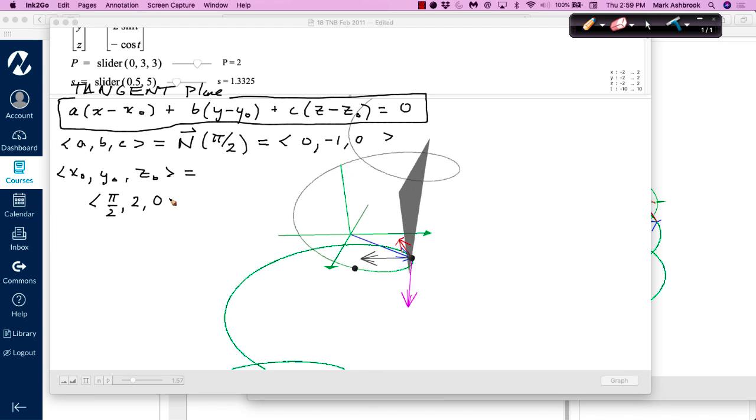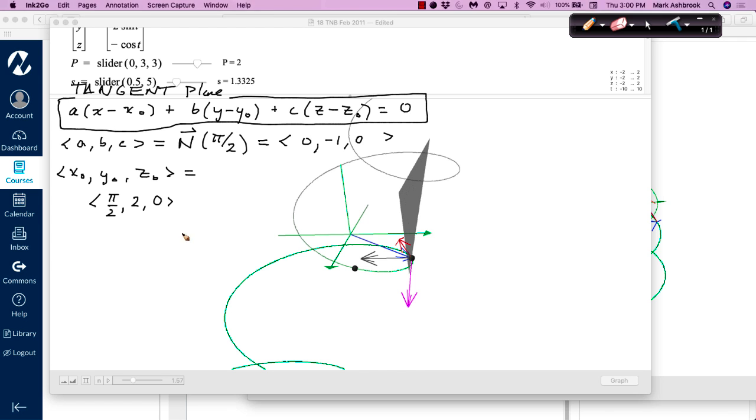Yeah, it's the same point as last time, right? I'm at the same point on the curve, so you can use the same point for this plane. All right, so tell me the equation of the plane. You need to plug all those points into your plane equation.